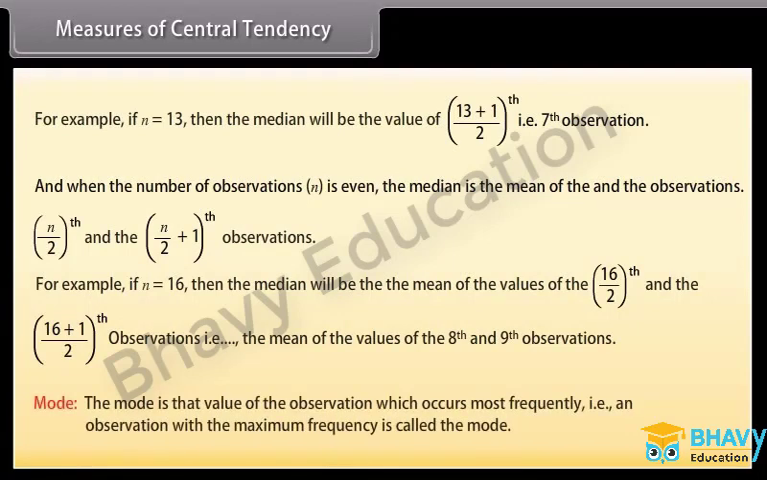The last one is mode. The mode is that value of the observation which occurs most frequently, that is, an observation with the maximum frequency is called the mode.